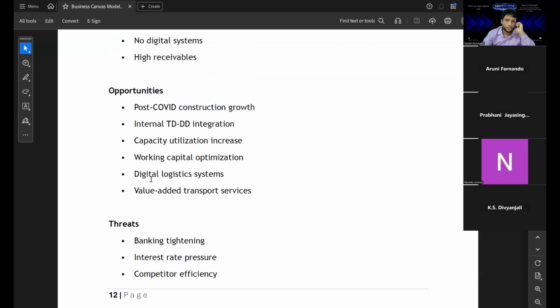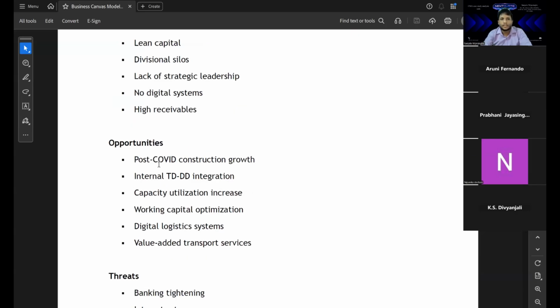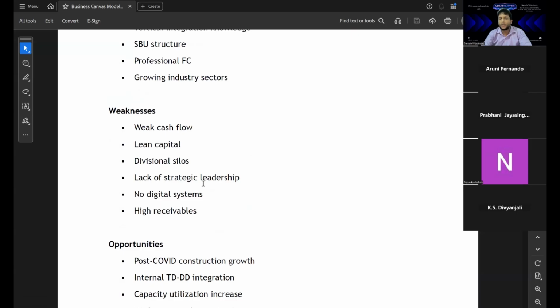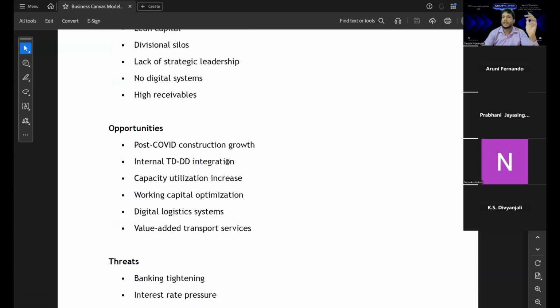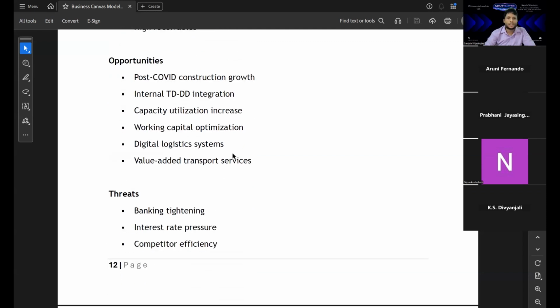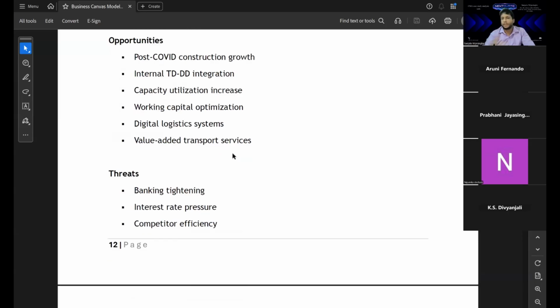Capacity utilization increase, working capital optimization, digital logistics systems, value added transport services. Those are the opportunities at a glance. But when it comes to working capital, optimization will be an opportunity, but the working capital issues will be what? Under weaknesses. If you say there are working capital problems, that is a weakness. If you say working capital can be optimized, that will be an opportunity. Please divide it into those two areas. Then digital logistics systems and value added transport services are opportunities available for you. Remember that one also. Here also capacity utilization increase is an opportunity available.